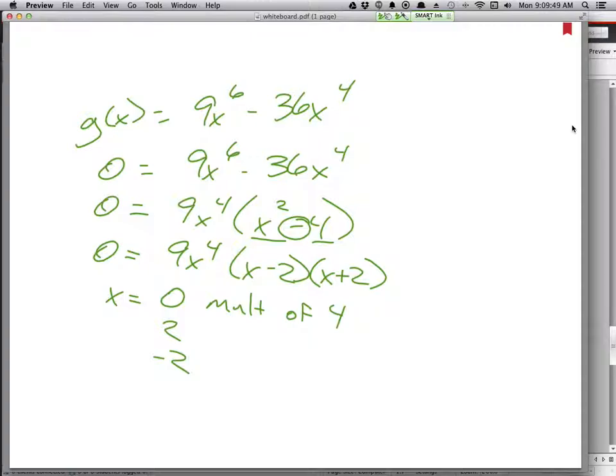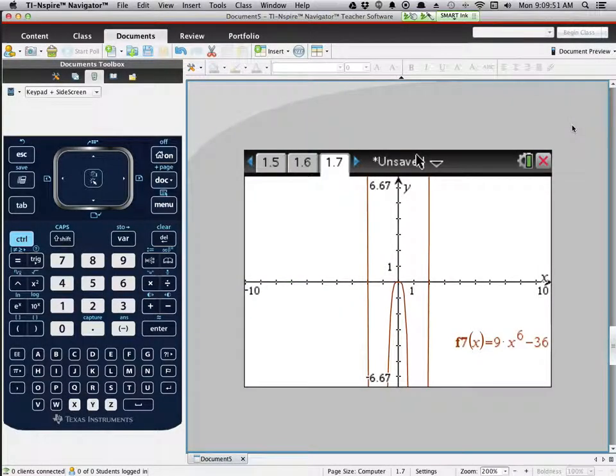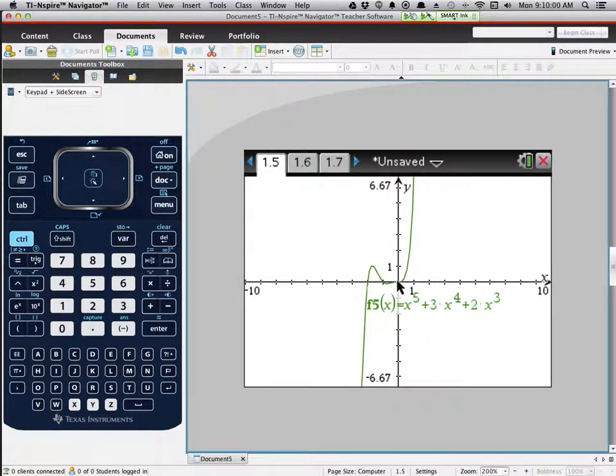Okay, if we go back, we had another one where the 0 had a multiplicity of something else. It was 3. And what function was that? X to the fifth plus 3x to the fourth plus... Okay, so on this one we had a multiplicity of 3, and notice what it's doing at 0? It's crossing. So if your multiplicity is even, you're going to touch. If your multiplicity is odd, you're going to cross.